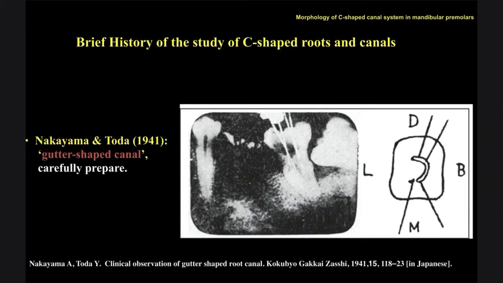In addition, Dr. Nakayama and Dr. Toda reported in 1941 on the garter-shaped canal, focusing on its morphology and aspects of treatment. They suggested that it would be necessary to carefully prepare this type of root canal so as to avoid root perforation. Since then, Japanese researchers have used the term garter-shaped mainly to describe the shape of the root, while the term C-shaped has been used to describe the shape of the root canal.